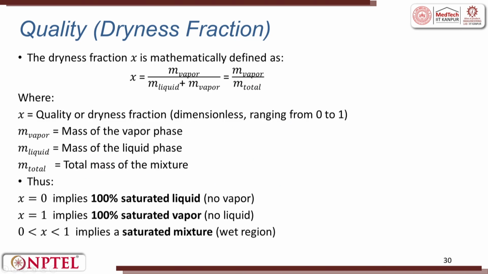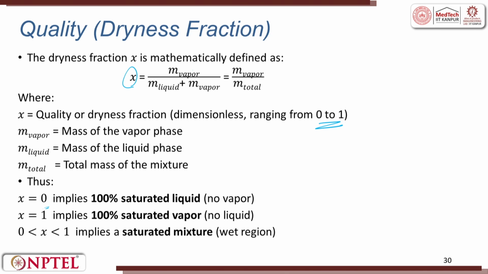So, the dryness fraction X is mathematically defined as X equals m vapor divided by m liquid plus m vapor, which is m vapor divided by the total, where X is the quality or dryness fraction, which can range between 0 and 1. Here m vapor is the mass of the vapor phase, m liquid is the mass of the liquid phase, and the total mixture is given here.